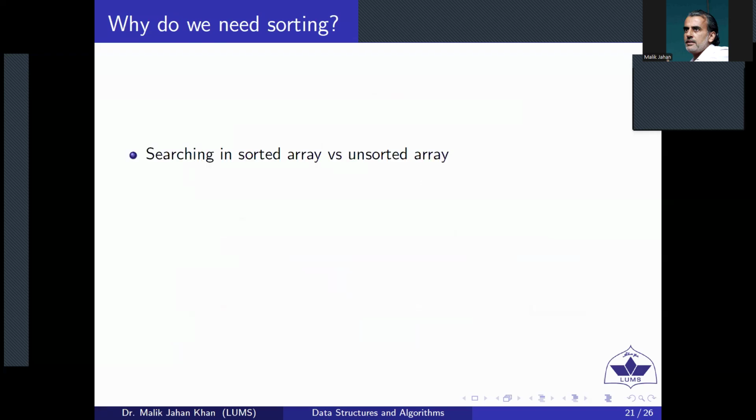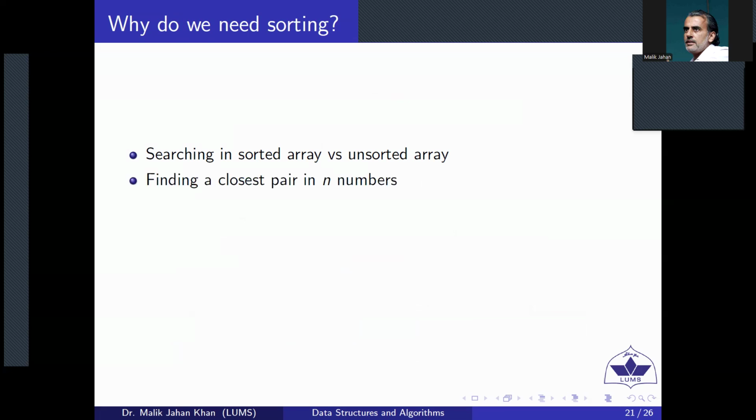Why do we need sorting? There are so many good, decent applications. One, which we saw at the start of the course, is that searching in a sorted array is very convenient. That's what we call binary search, and that is log n time search, versus searching in an unsorted array, which is called linear search, and that takes big O n time.